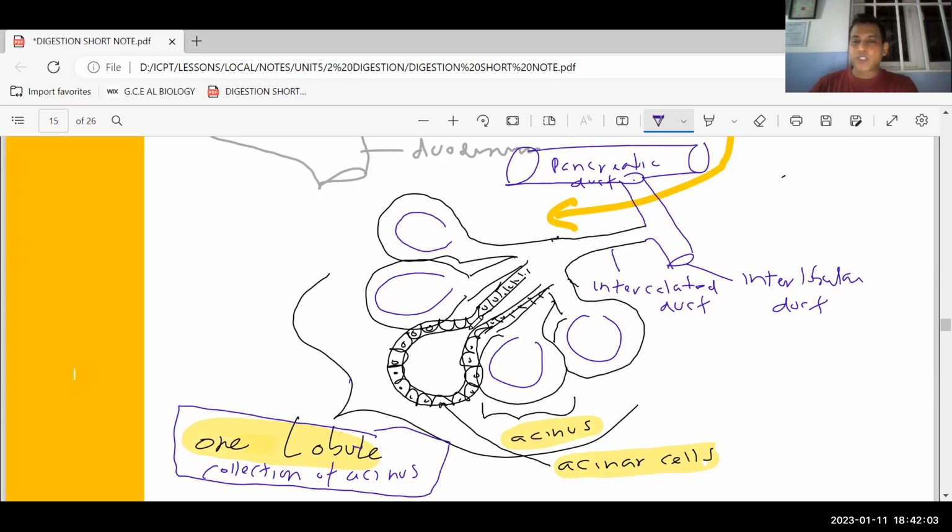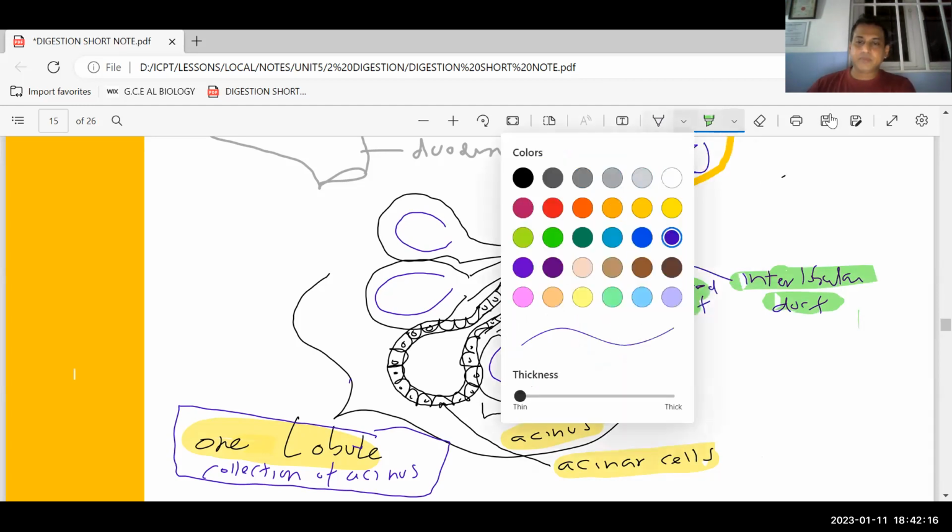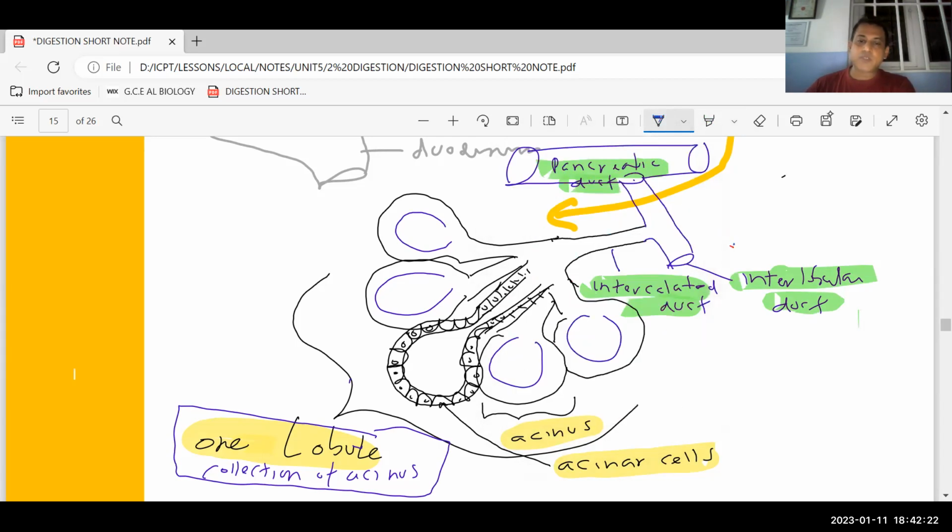Then a lobule joins with the intercalated duct. The intercalated duct connects to the interlobular duct. The interlobular duct connects to the pancreatic duct. So the fluid and enzymes which are produced from this place, I just write E for enzymes.